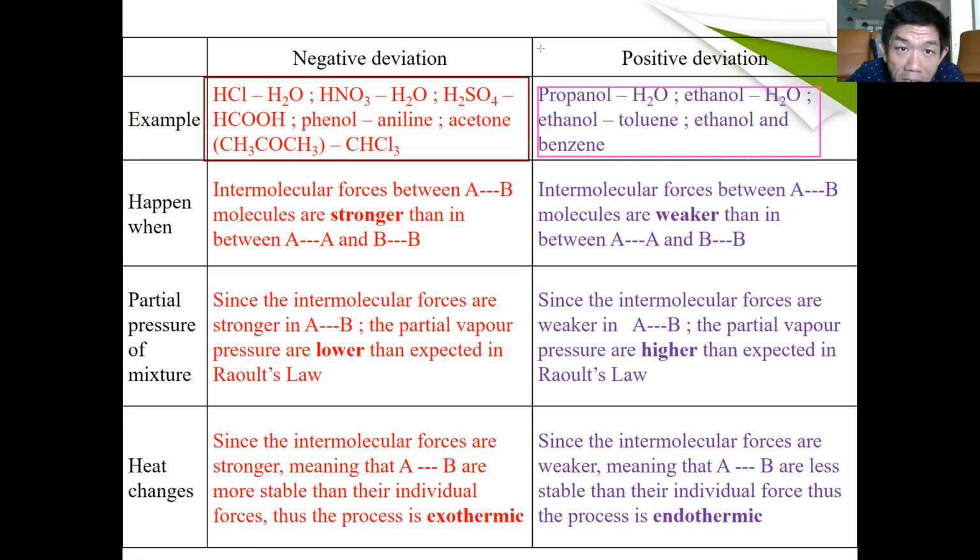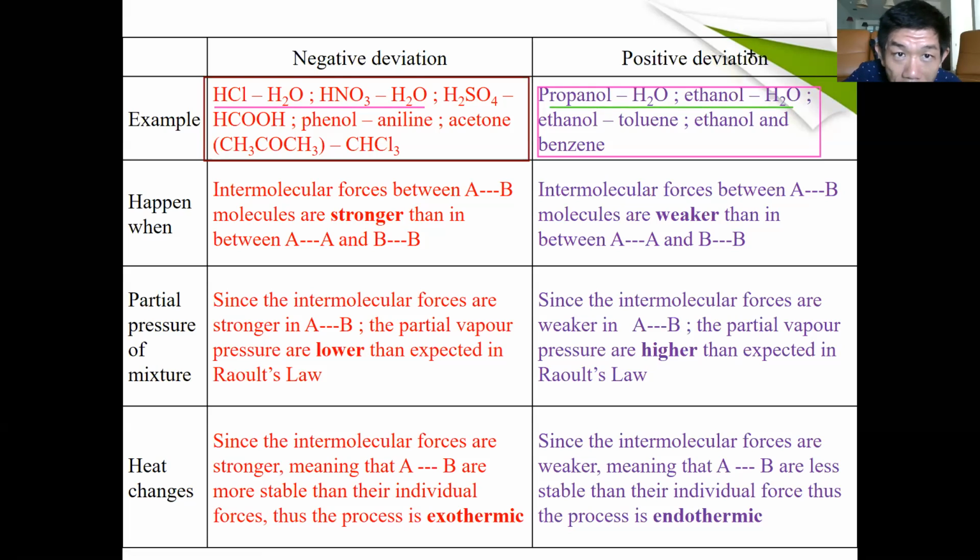Actually, no need to memorize all these examples. You just need to understand or memorize the first two. From here, you can see that what causes a negative deviation is usually an acid-water mixture, and what causes a positive deviation is an alcohol-water mixture. Just memorize it like this, then you won't be confused about which examples give a negative and which give a positive deviation. So try your best to remember.